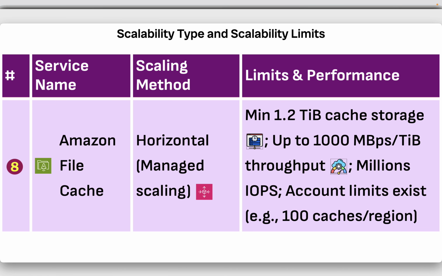Next, Amazon File Cache. Scaling is horizontal. It's a managed scaling from AWS. Limits: minimum 1.2 TB cache storage, up to 1000 MBps throughput for every TB. It offers millions of IOPS, and there may be some account limits which exist. You can have up to 100 caches for every AWS region.